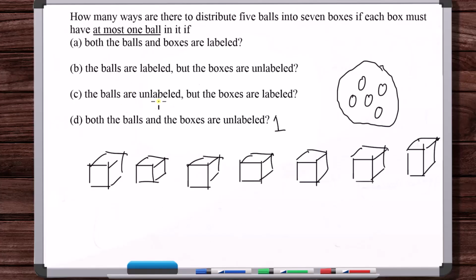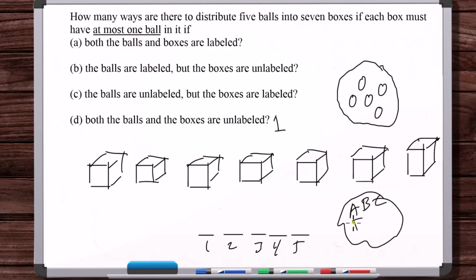Okay, what if the balls are unlabeled, but the boxes are labeled? So in that case, we have 3, 4, 5. We can label the balls just for the sake of, okay, we're picking up ball 1 and doing something with it, and then picking up ball 2. But they're really indistinguishable. Now the boxes are labeled. So this is not repetition, because we can pick a letter and we're done with it, because of this at most 1 ball.